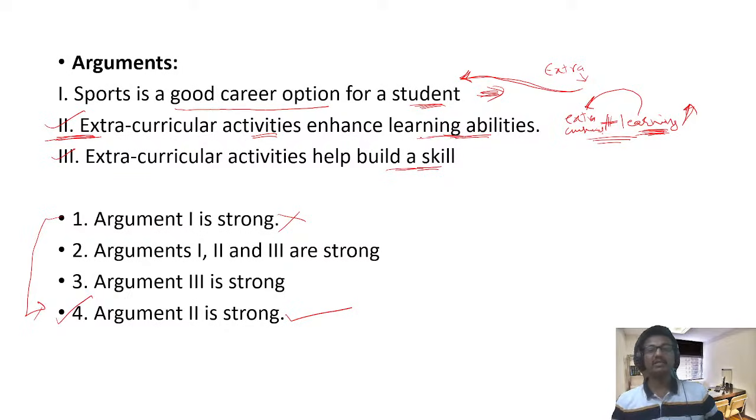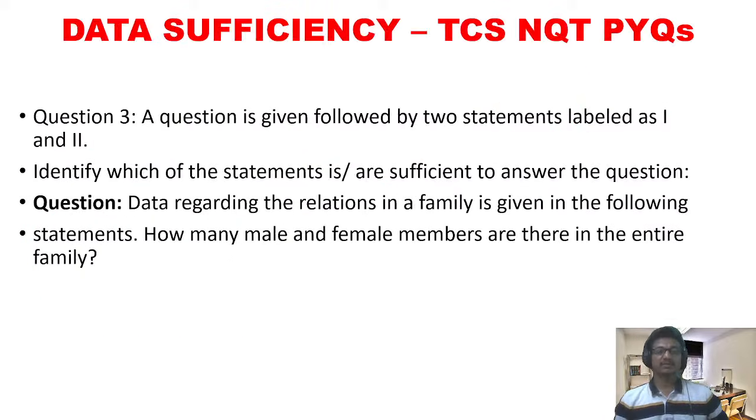is very important in education institutions. So option 2 supports learning with extracurricular activities. That means 2 is correct. You can select option 4 as the correct one. Argument 2 is strong enough for this. Got it? Right? So these kind of questions now we can take up and work out.